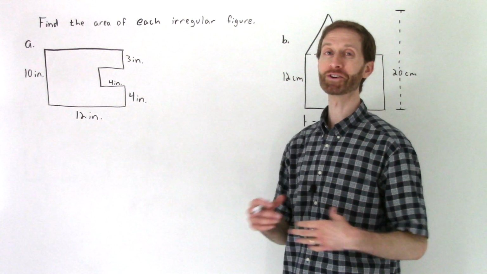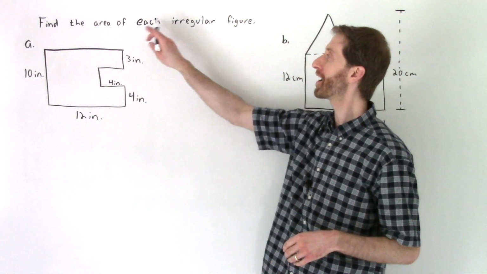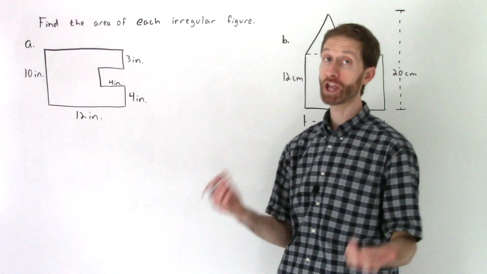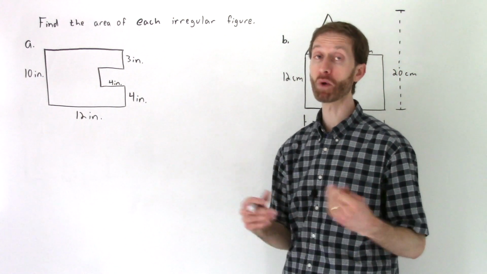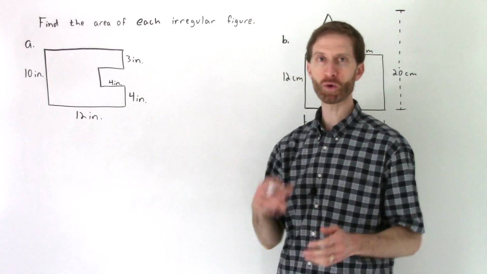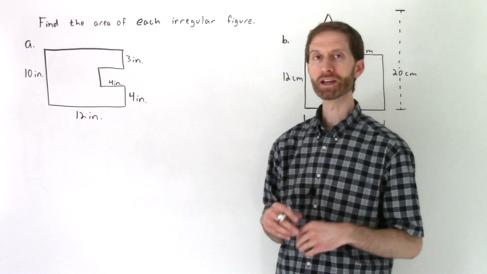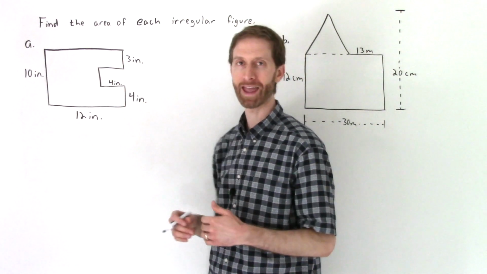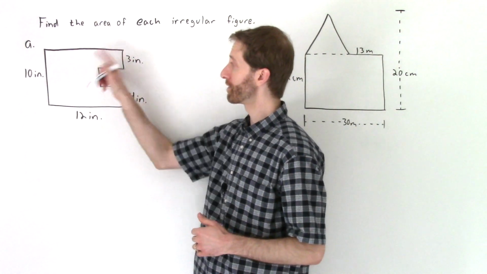We are now going to enter into the realm of finding the area of irregular figures. Irregular figures are shapes, well, I should say figures made up of multiple shapes, none of which fit our cookie cutter area formulas. Let's dive right into that. They're really neat problems. So let's look at part A here. We're asked to find the area of this irregular figure.